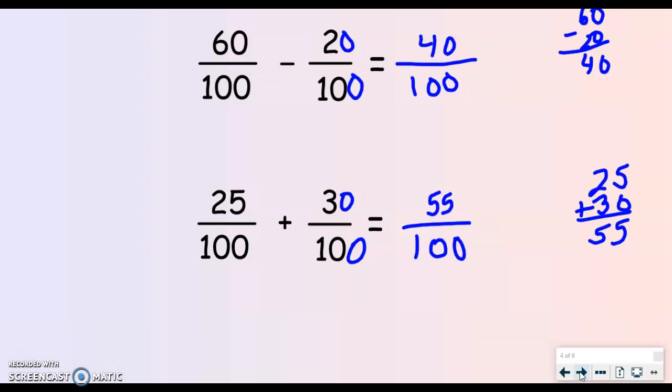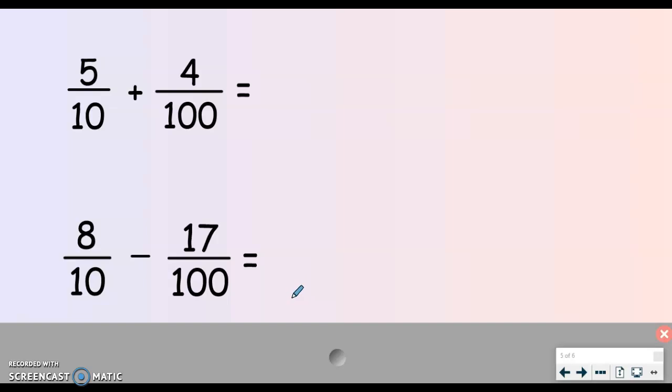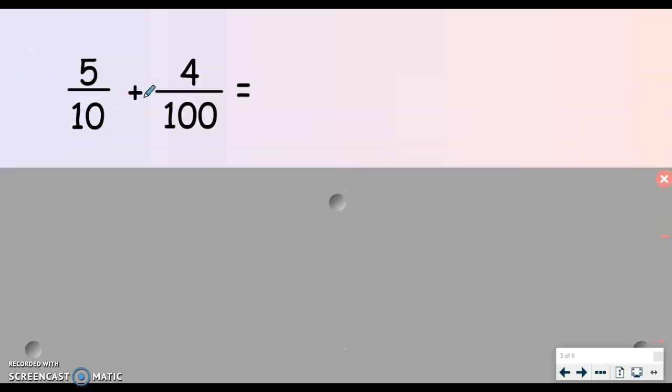Okay, we're going to do a couple of quick extra practice problems. So for starters, go ahead, pause the video and solve 5/10 plus 4 hundredths. Okay, so I'm going to, again, just real quick, multiply my tenths to get that same denominator of 100. I need that before I can do any work here. So 10 times 10 is 100. 5 times 10 is 50.